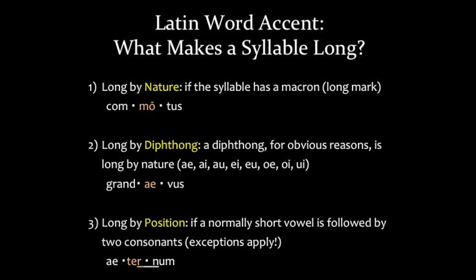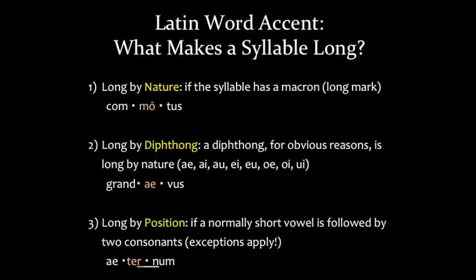And remember that a diphthong is a combination of vowels that are pronounced as one sound. So for example, you can see on the screen AE, that is pronounced as in the Greek form, AU, EU, OE, UI, all those make a syllable long. So in the example you see in front of you, you see the word grandiose. Look at the penultima, the AE, and if it's long, it's accented. Therefore, it's pronounced grandiose.